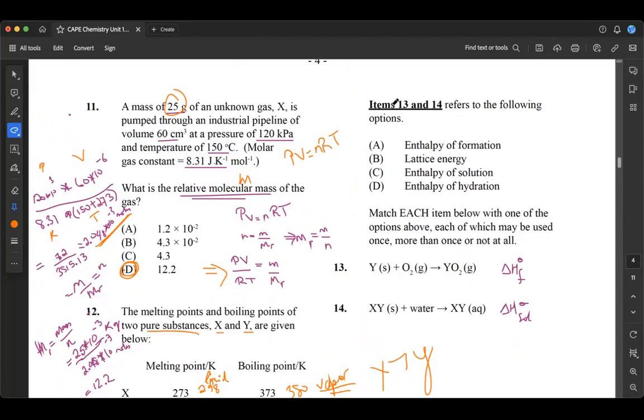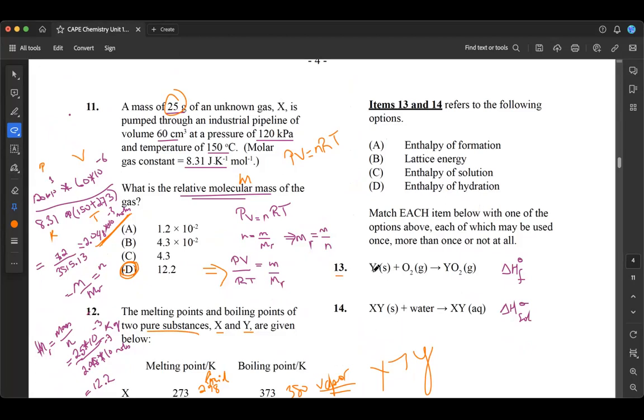Items 13 and 14 refer to the following options. A would be applicable for the enthalpy of formation, B for the lattice energy, C for enthalpy of solution, and D for enthalpy of hydration. It's important that we know immediately what these definitions are in our head, so we'll know when we can apply them. So let's look at 13.